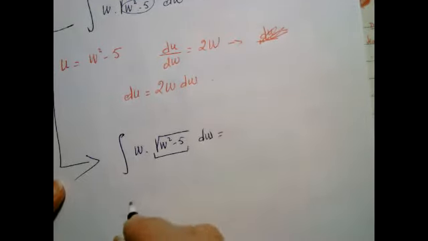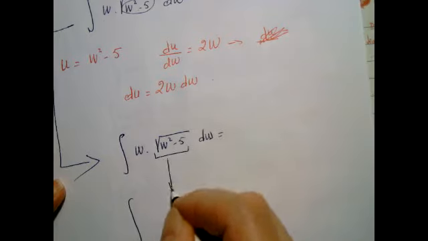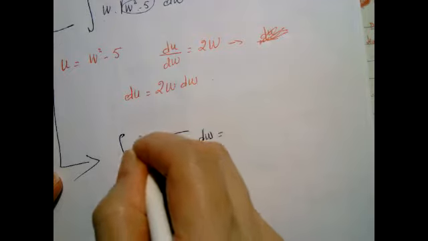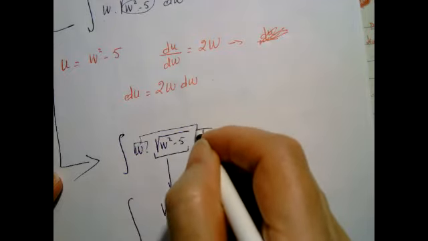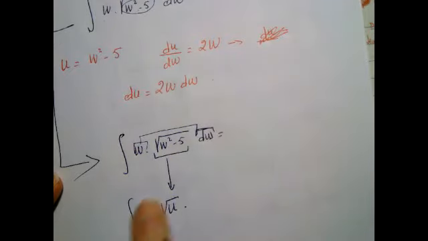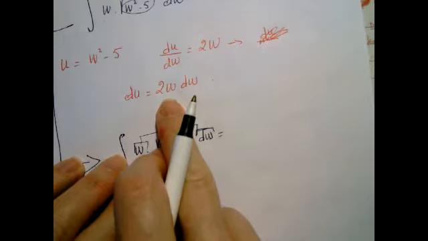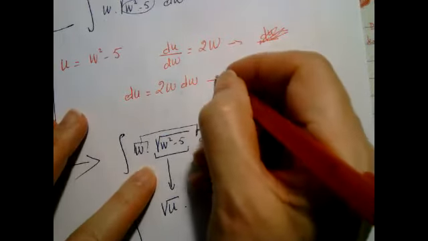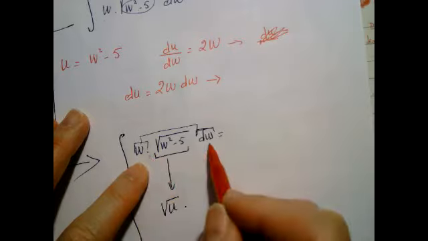One part is easy. This becomes u, the square root of u. No question asked. Now, the w dw, this is where the du has to be used. I don't quite have it. du is 2w, but I'm going to remedy for that. I said, I want w dw.